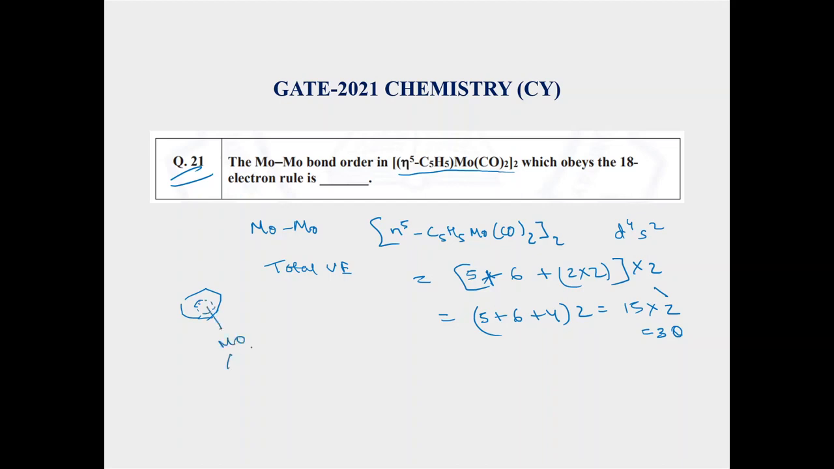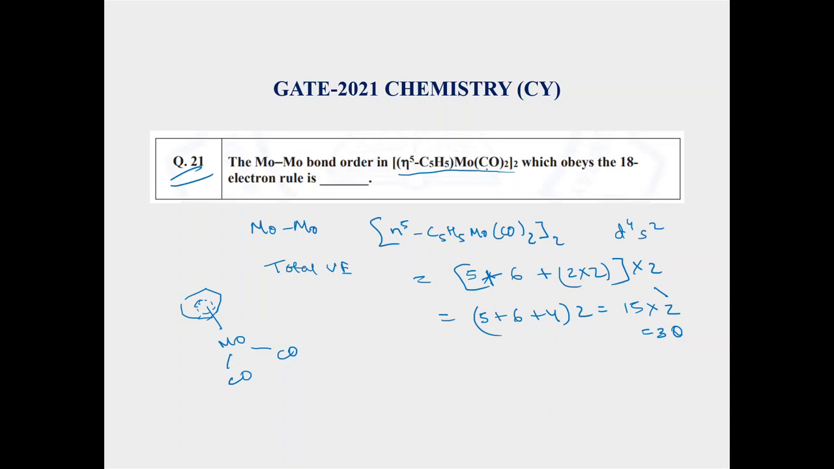Mo, CO, CO. Okay, so one more is attached. We don't know whether this is bridged or what. So for the 18 electron rule, the total number of valence electrons should be how much? 18.